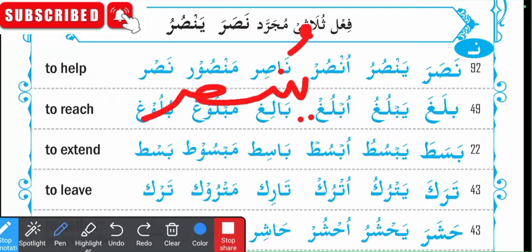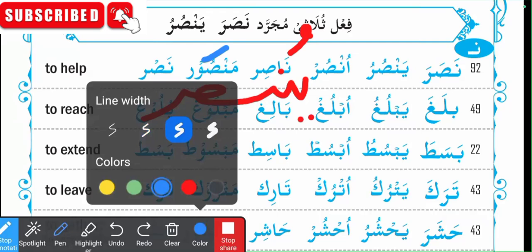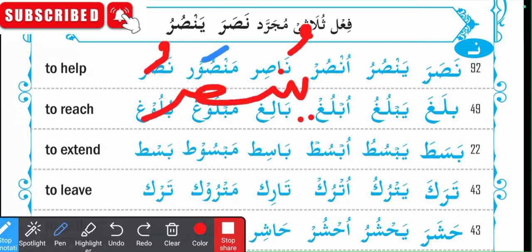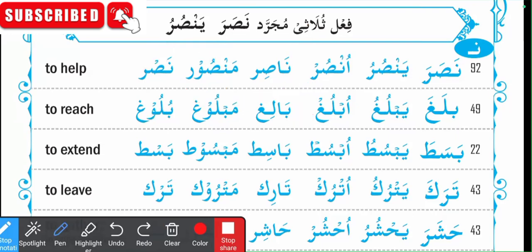Yunsaru, this is the most important part, right? The sad is with the fatha, yunsaru on the pattern yuf'alu, so it will always be with the fatha throughout the conjugation. What is the meaning of nunsaru? We will be helped. Very good. And what's the meaning of unsaru? I will be helped. Very good.